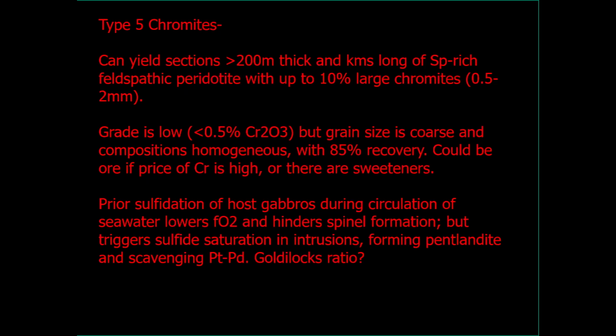So just to summarize, they're pretty big, but though the grade is low, they're often associated potentially with sulfide, nickel sulfide, and PGEs. So there's an fO2 effect here. If you eat too much sulfide, you lower the fO2 and stop forming spinel. So there might be a Goldilocks ratio where you eat just enough sulfide to trigger immiscibility, scavenge all the platinum and palladium, but don't prevent spinel from forming.